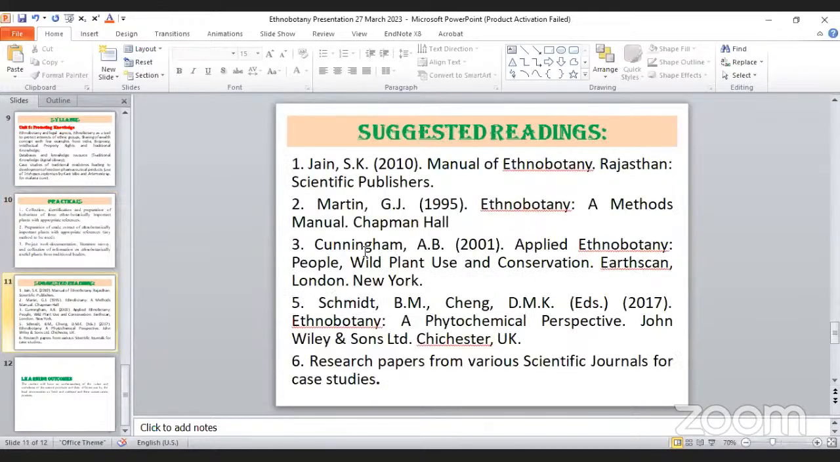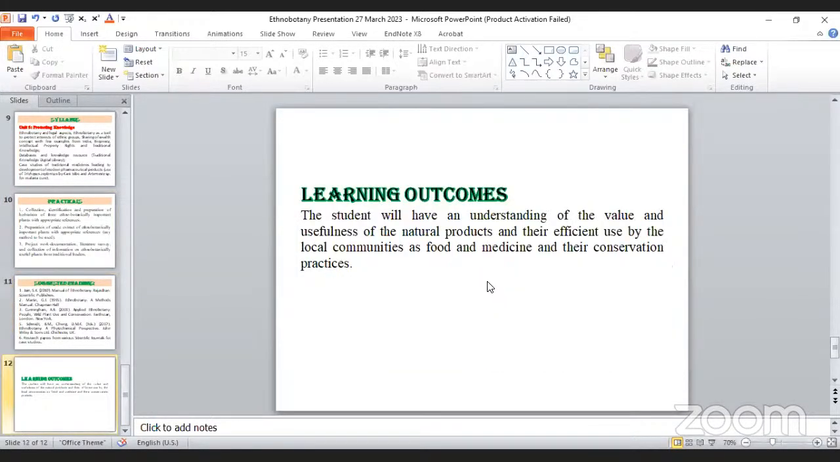These are some suggested readings which can be used by the students. And the learning outcome will be that the students will have an understanding of the value and usefulness of natural products and their efficient use by the local communities as food, medicine, oil, resins, and a number of other uses. So this will be the learning outcome, and the students will be able to connect themselves more with the tribal culture and their food values. Thank you.